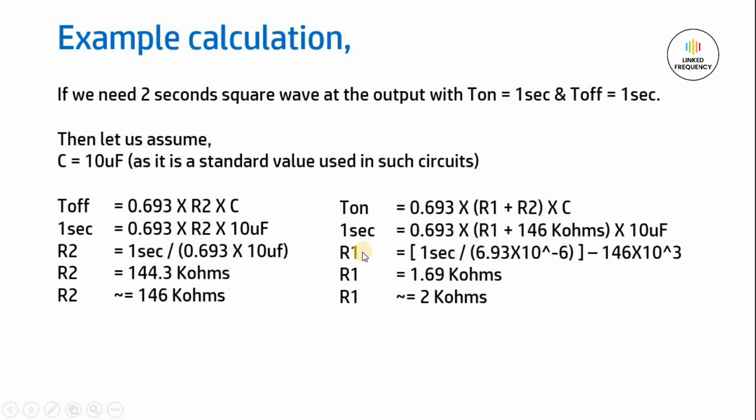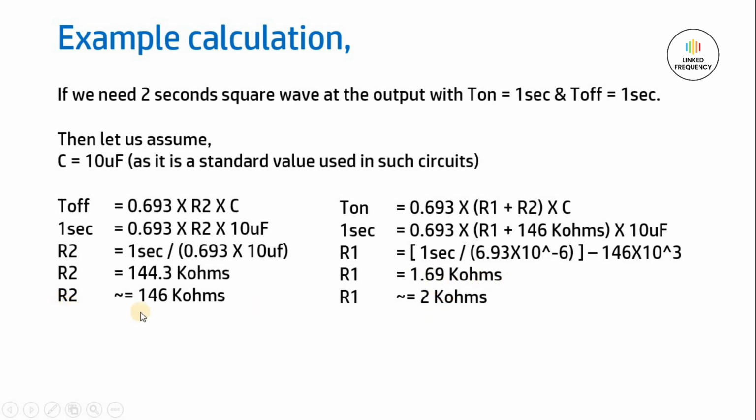Then we will be having an R1 at the one side. So if I do the proper calculation with the calculator or basic mathematics, then we will be ending up with a 1.69 kilo ohm resistance. However, 1.69 kilo ohm resistance is not a standard value and not available in the market. That's why I'm going to use a 2 kilo ohm resistor instead of 1.69 kilo ohm.